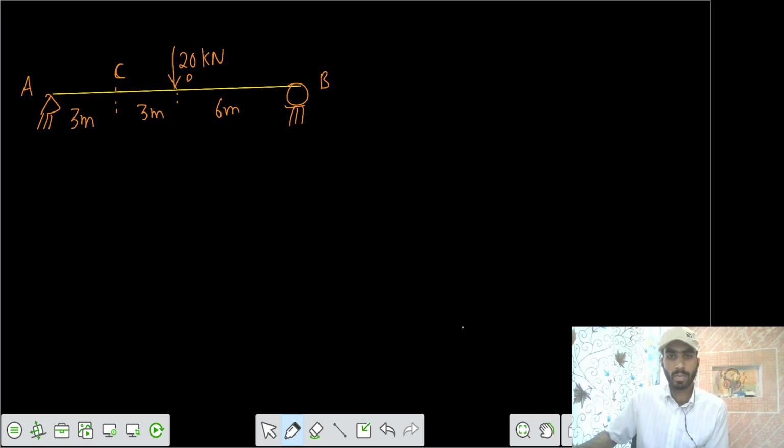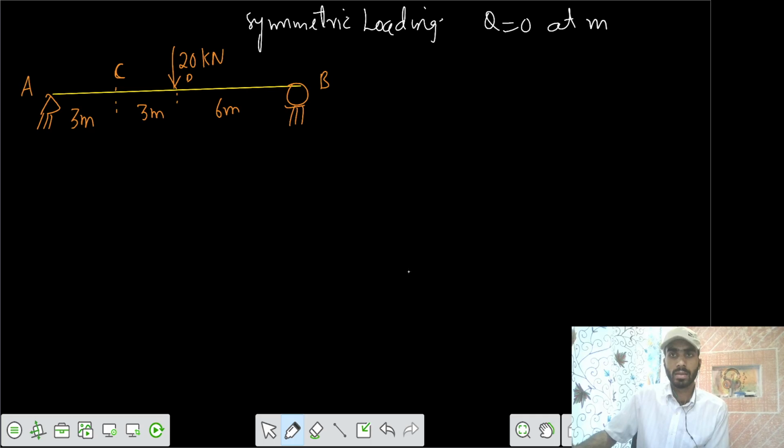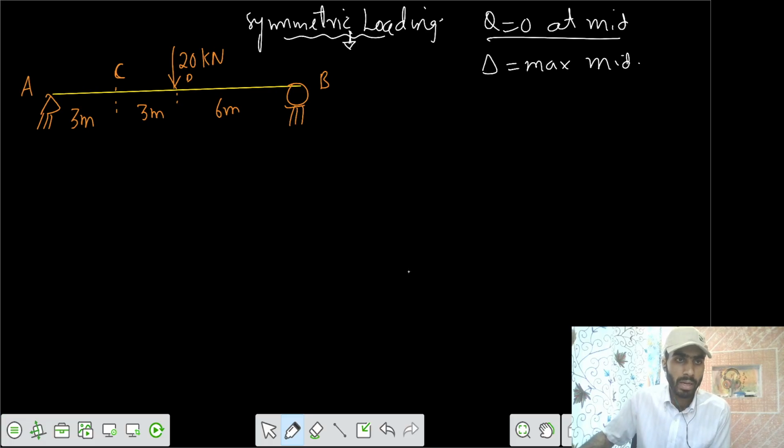Since the load is at the mid span, we can say it's symmetric loading. For symmetric loading, theta is 0 at mid, and delta is maximum at the mid. This is valid only if the loading is symmetric. So if we want to make the deflected profile, the elastic curve, this is our deflected shape. This is our delta D, that's delta max, and this is our theta 0 point.